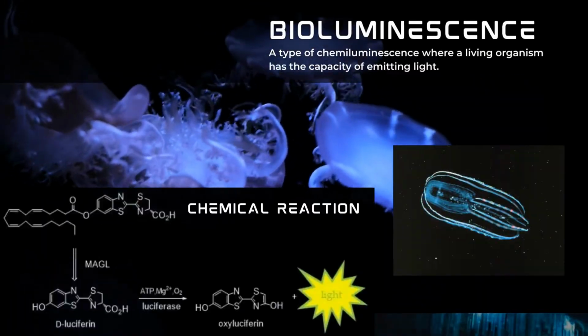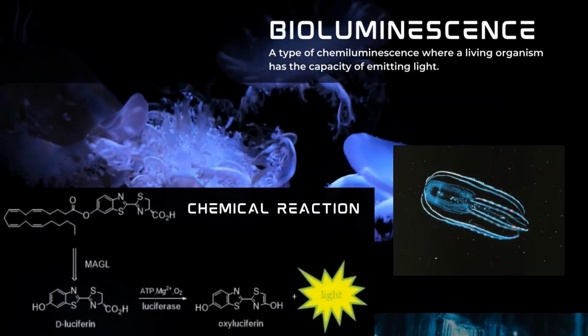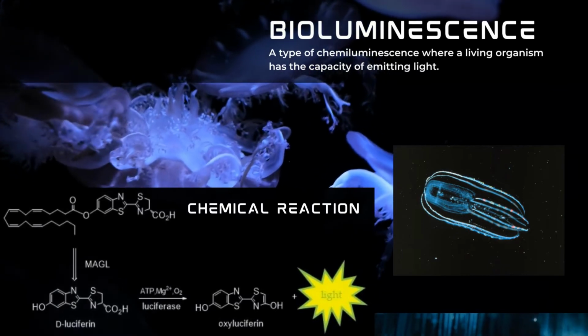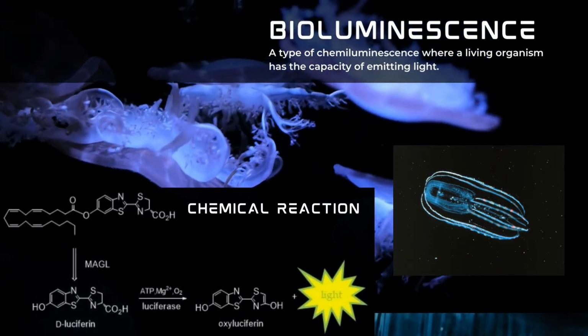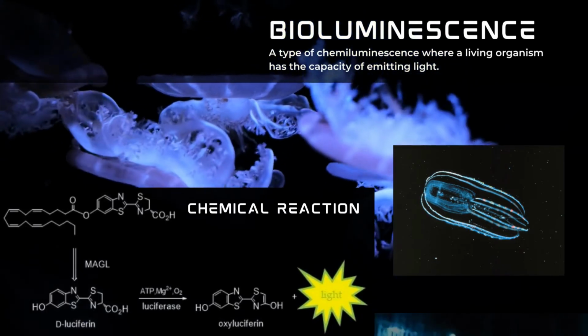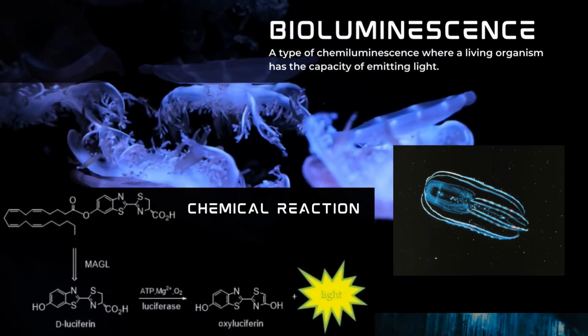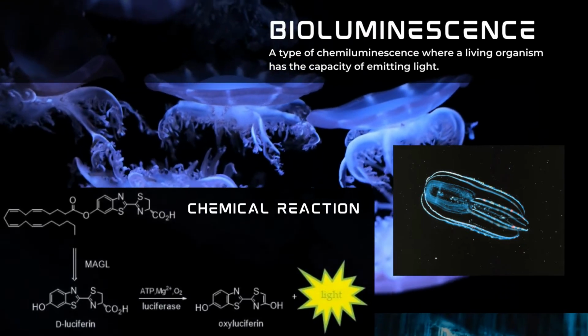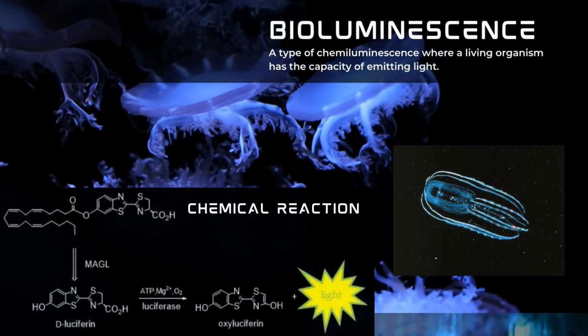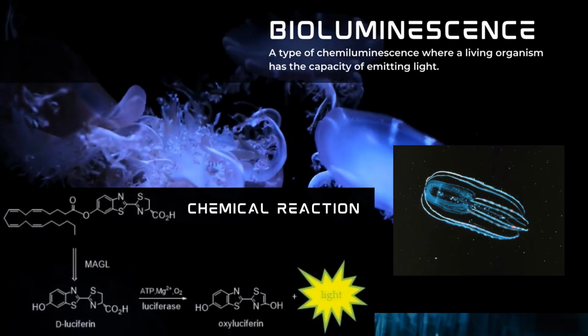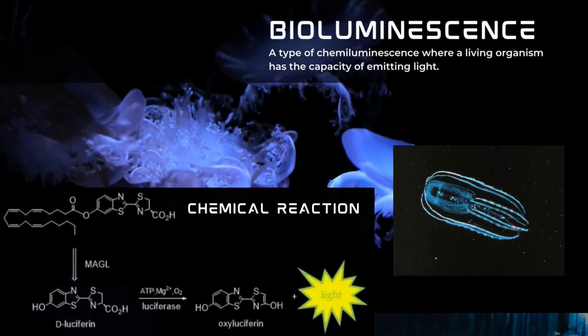Now let's talk a little bit about what bioluminescence is and how it relates to imaging. Bioluminescence is a type of chemiluminescence where a living organism has the capacity to emit light. This happens as a result of a chemical reaction between luciferins, that are bioluminescent substrates, and luciferases, which are enzymes that catalyze the oxidation of the luciferins, producing luminous energy.